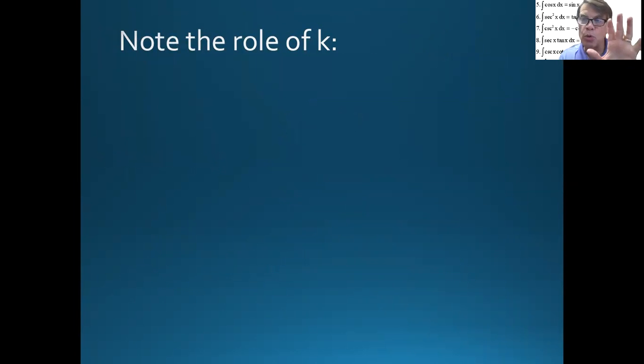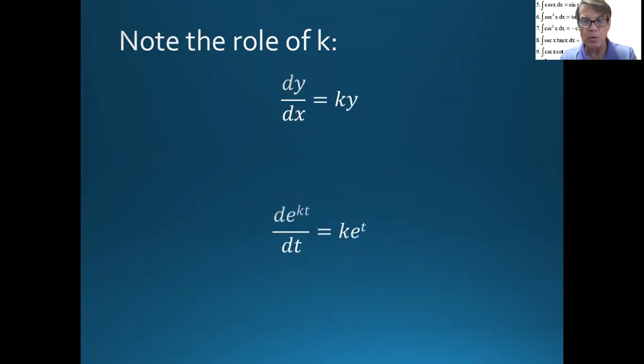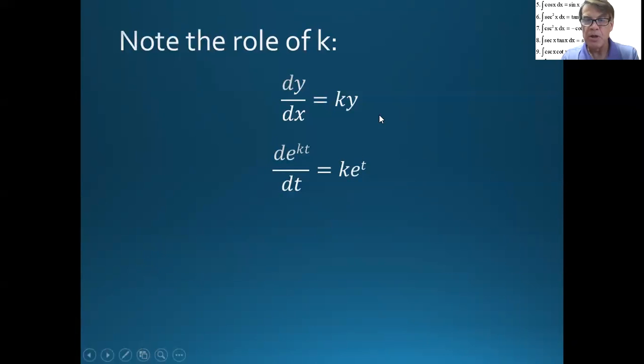Now, note the role of k here in the light of the previous video. In the previous video, we noted that this particular kind of differential equation, and that's what it's called, when you have two different degrees of derivative in the same equation, the solution to this kind of differential equation is always going to be of the form e to the kt, because e is the function whose derivative is equal to itself.